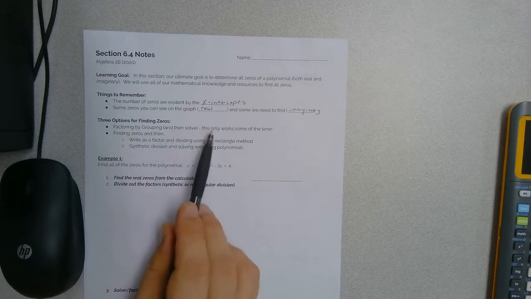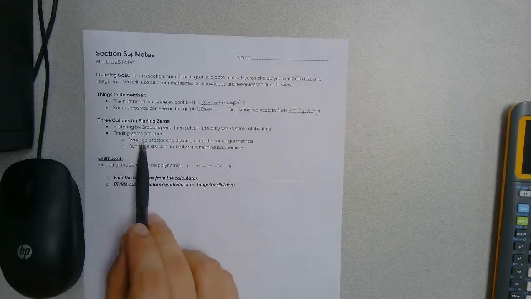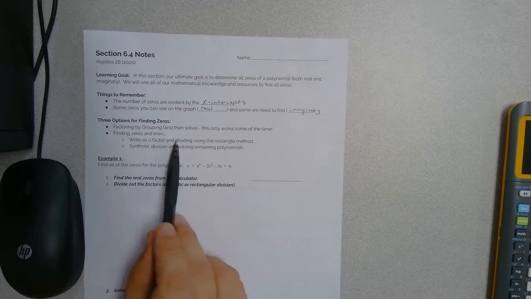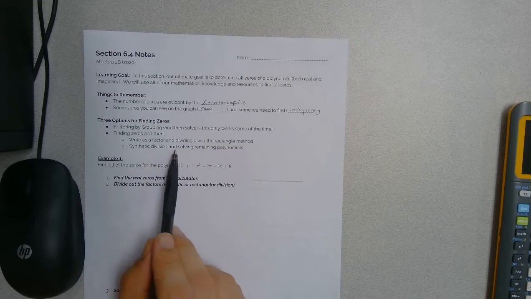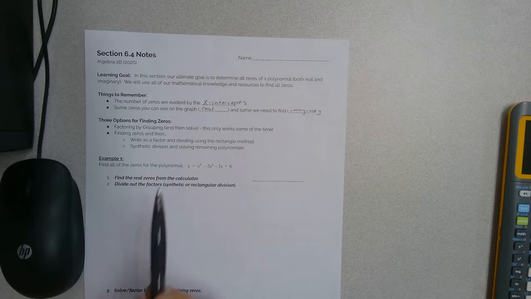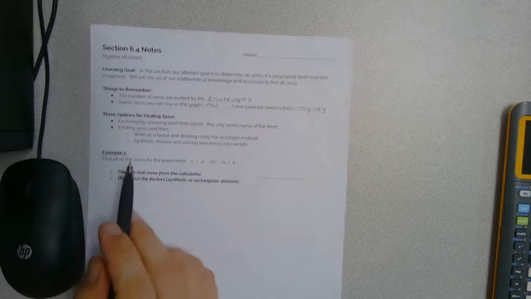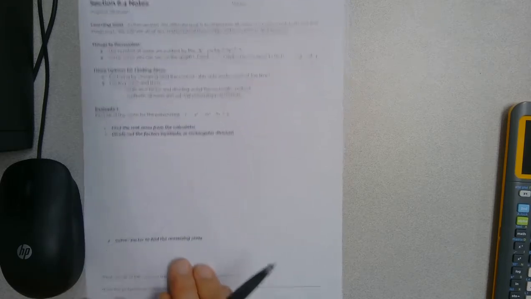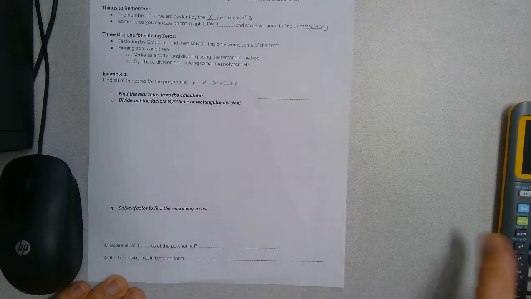You can factor by grouping and then solve. That only works some of the time. You can find a zero, write it as a factor, and then divide using the rectangle method or synthetic division, and then solve the remaining polynomial. So what we're actually going to do is focus mainly on synthetic division. So in order to do that, what we're going to do first is look at this polynomial and find the zeros with a calculator.